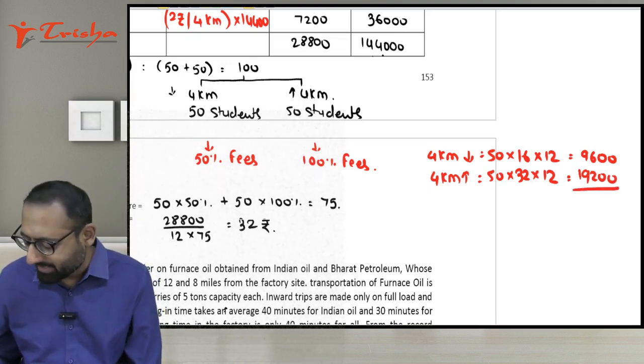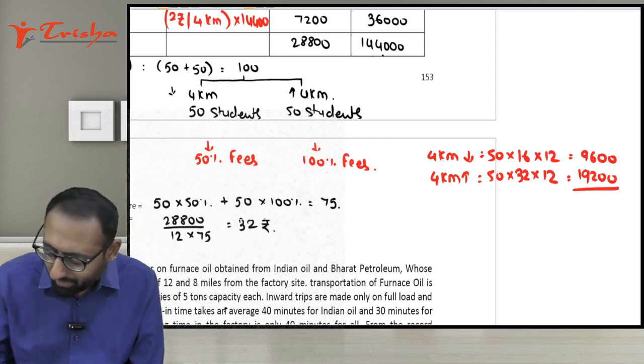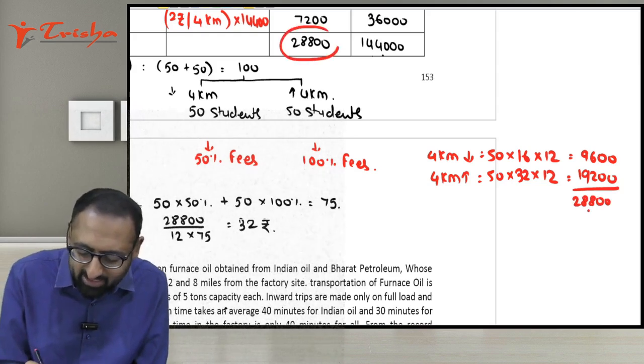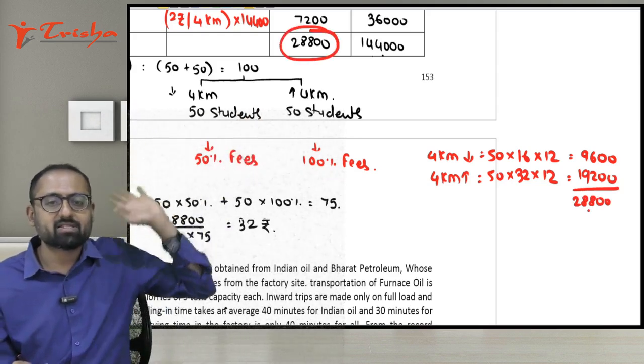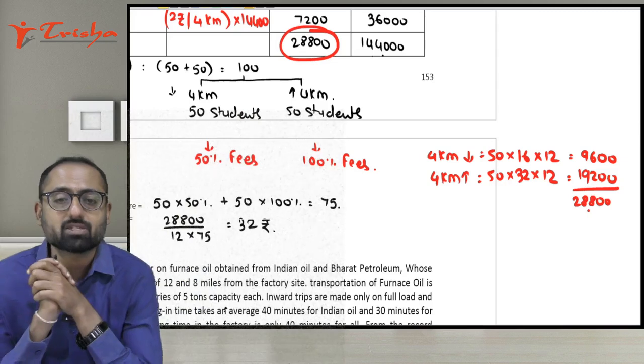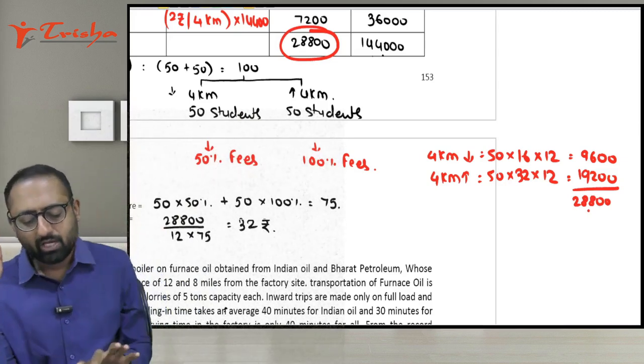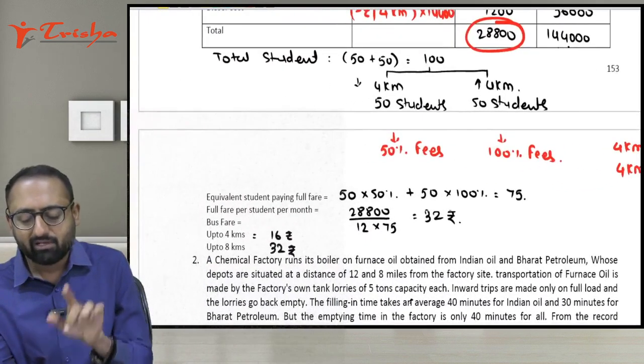If I add this plus 9,600, my total recovery will be 28,800, and you can check that the total cost of one bus is 28,800. So the absolutely correct answer is there. I hope this point is clear to every one of you. I will repeat that again.